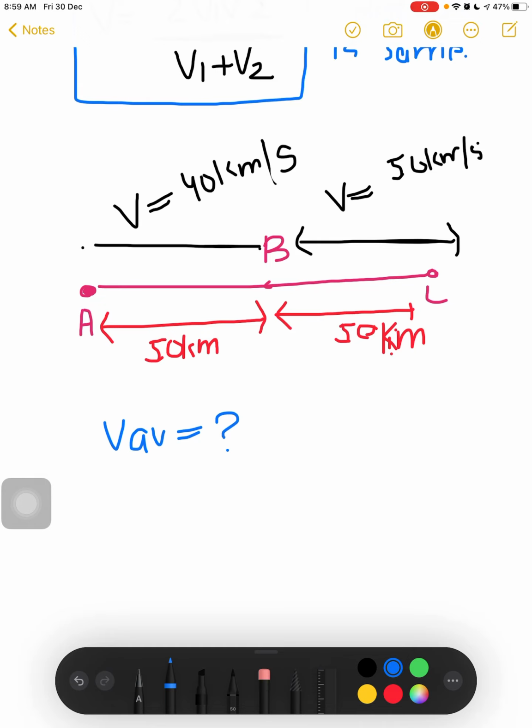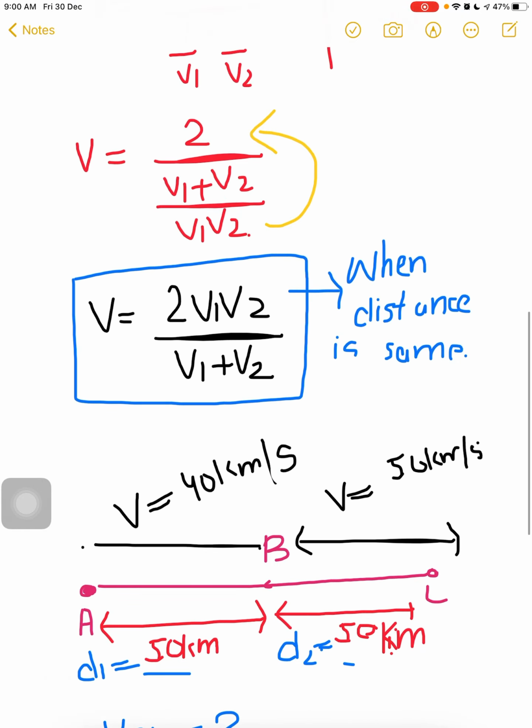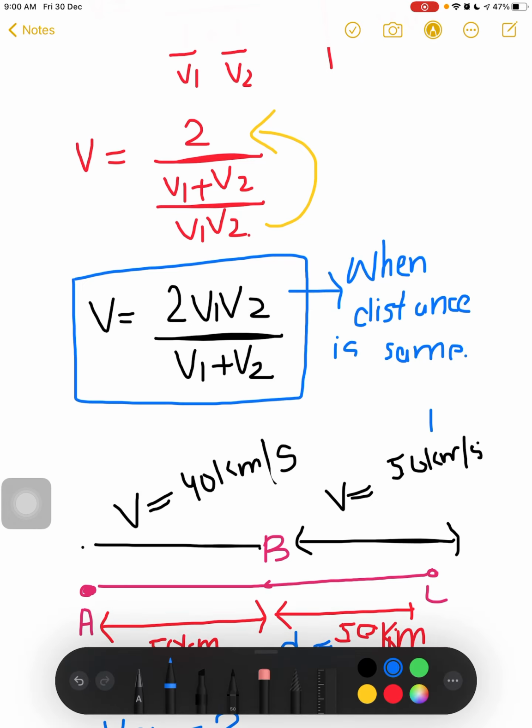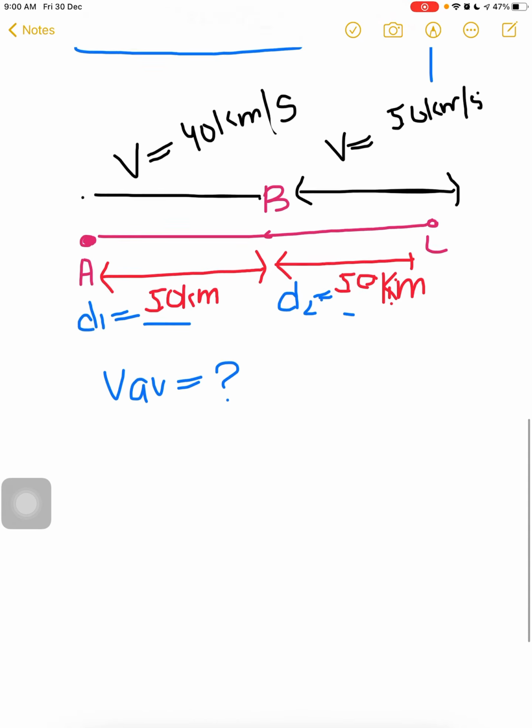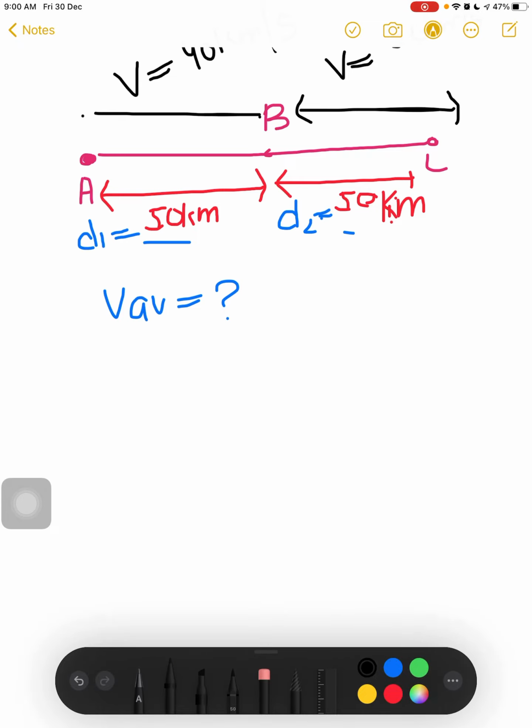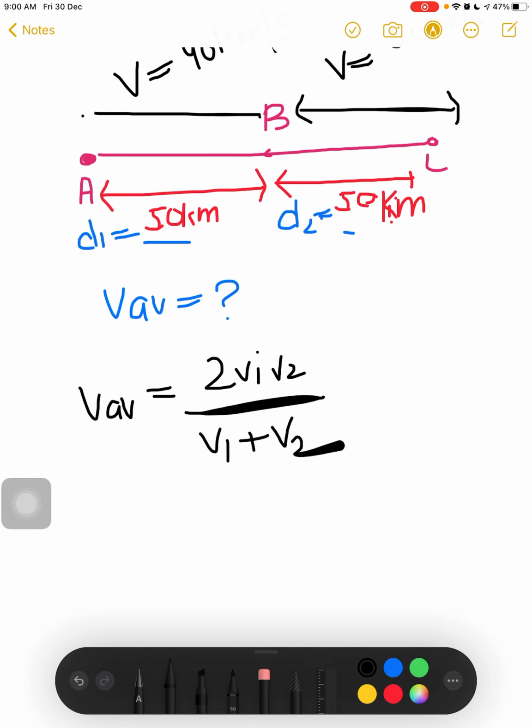Which formula will you apply? As you can see, the distance is same, 50 kilometer and 50 kilometer. The distance d1 is equal to 50 kilometer and d2 is also equal to 50 kilometer. So we will apply this formula. We know the average velocity, if the distance is same, is 2 v1 v2 upon v1 plus v2. This is the formula of average velocity.